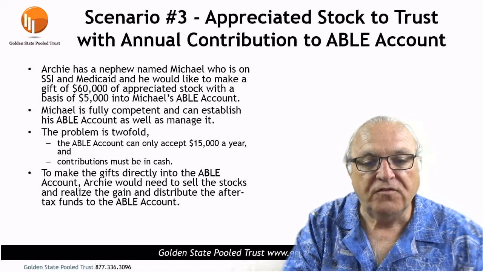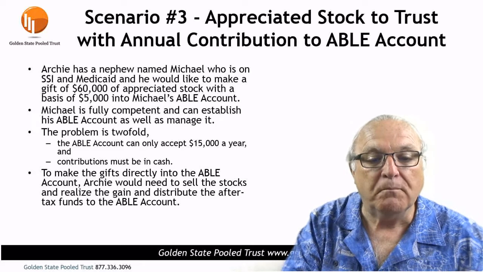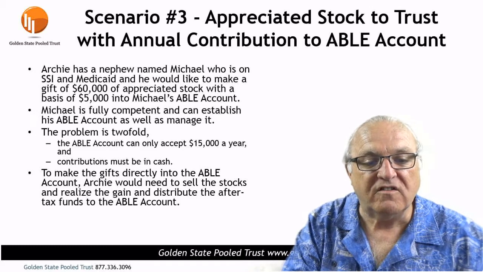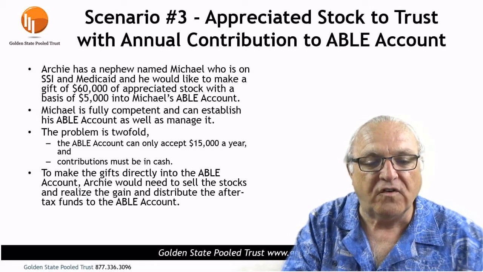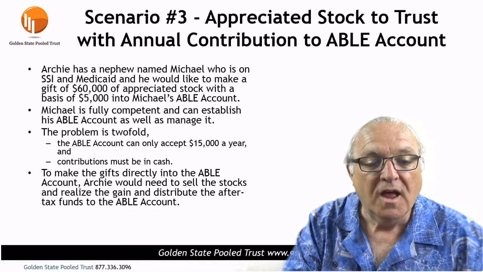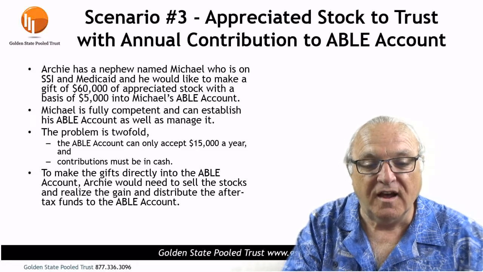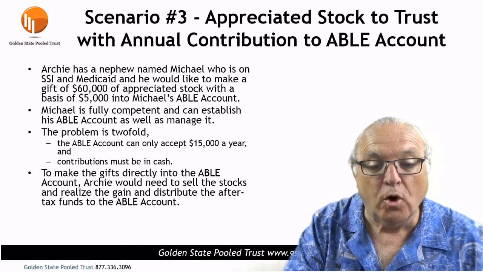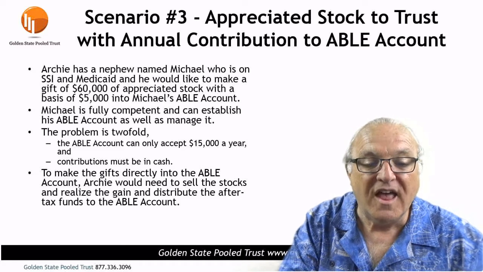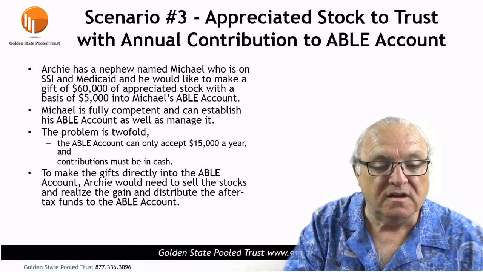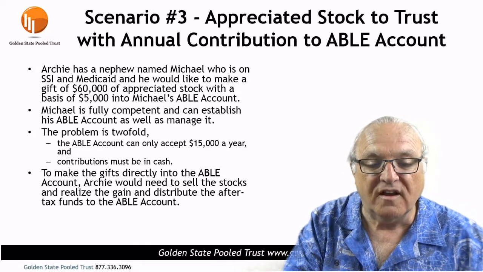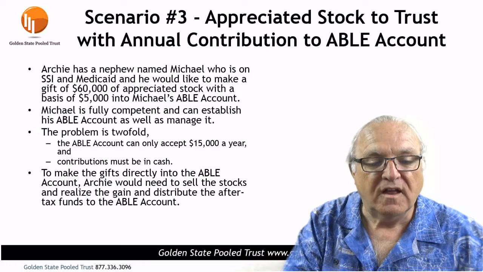Archie has a nephew named Michael who is on SSI and Medicaid, and he would like to make a gift of $60,000 of appreciated stock with a basis of $5,000 to Michael's ABLE account. Michael's fully competent and can establish an ABLE account as well as manage it. Now there's two problems here. The ABLE account only accepts $15,000 a year, and contributions must be in cash. To make the gifts directly into the ABLE account, Archie would need to sell the stocks and realize the gain and contribute the after-tax funds into the ABLE account.